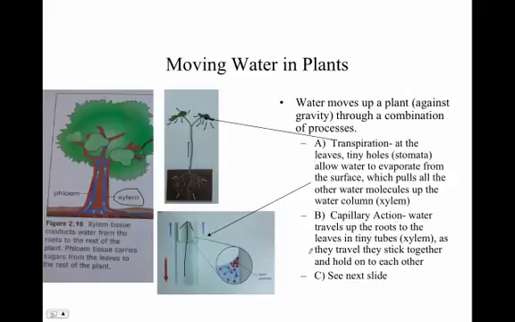As they travel, they stick together and they hold each other up so that gravity doesn't pull them down. So water is kind of jammed in here and they stick to each other so that they can be pulled upward against gravity.